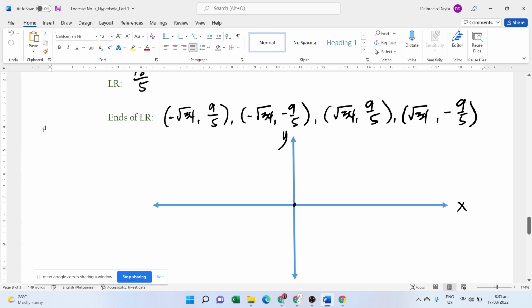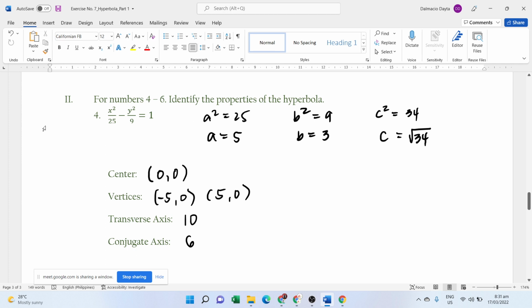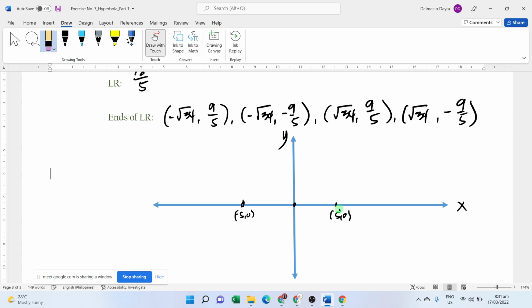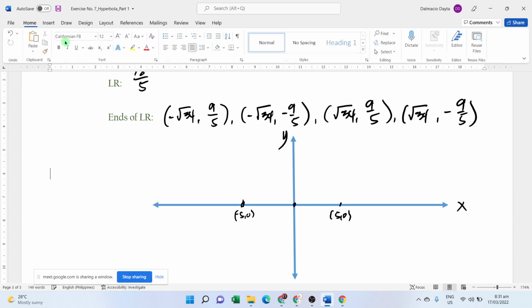You know that the transverse axis is of length 10. And the coordinates will be at negative 5, 0. Vertices tayo, na? Negative 5, 0. Ito yan. This will be a vertex. And also 5, 0. Another vertex. Parang hindi magkasinlayo. Wait lang. Medyo ayusin natin yung estimate ng distance. Yan. Okay. Next. The conjugate axis is of length 6.